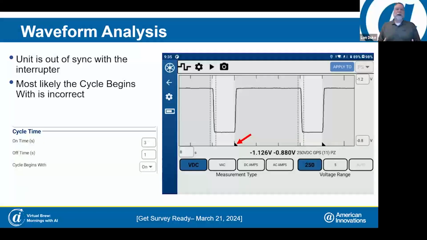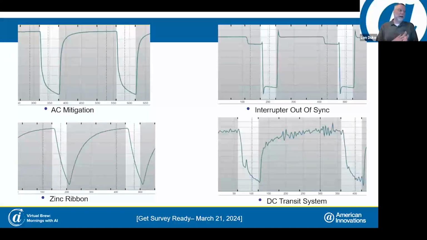So what are we going to look at in these waveforms? Well, here's some examples. AC mitigation, you're going to see that capacitive discharge and recharge. There's really not a lot you can do about that. The PCRs are what's causing that. Dairyland does have a PCRX that is out that mitigates this. If you have zinc ribbon with your AC mitigation, it really makes it worse.